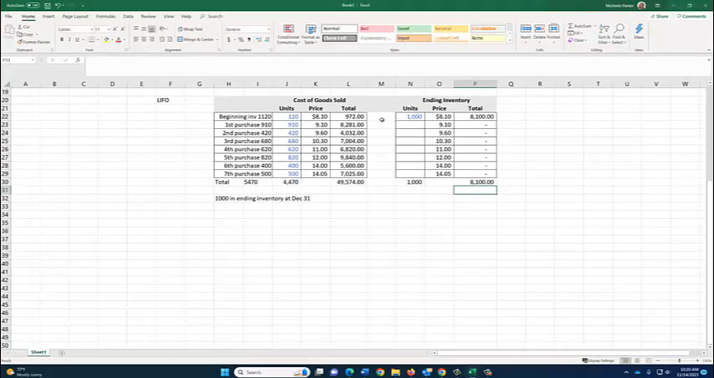So let's look at that over here on our spreadsheet. Now remember, we had 1,000 units remaining in ending inventory. We're going to have to take those from our oldest inventory, the beginning inventory here. And their price was $8.10. So the total for the ending inventory is $8,100. Now we had 1,120 in beginning inventory, and if we have 1,000 in ending, then 120 got sold, and all the other inventory was also sold.